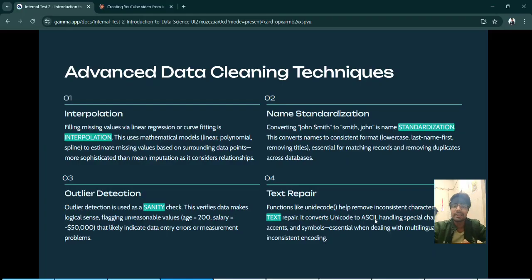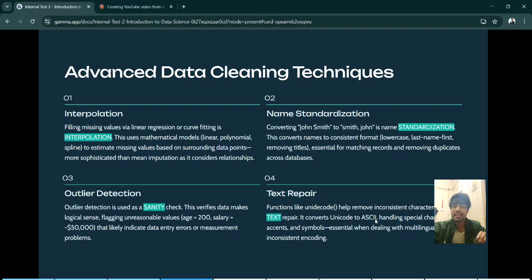And question number ten: functions like unidecode help remove inconsistent characters during blank repair. So the answer is text, string, character or encoding repair. The unidecode function is super useful. It converts Unicode text to ASCII, handling special characters, accents or diacritics and symbols also.